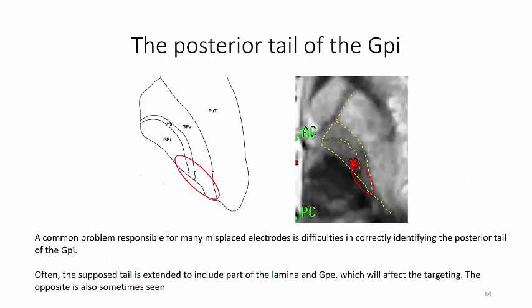A common problem responsible for many misplaced electrodes is difficulties in correctly identifying the posterior tail of the GPI. Often the supposed tail is extended to include part of the lamina and the GPE, which will affect the targeting. The opposite is also sometimes seen. Sometimes people will cut the tail of the GPI. They will misinterpret what they see and remove the posterior tail of the GPI, hence placing the target too anterior.